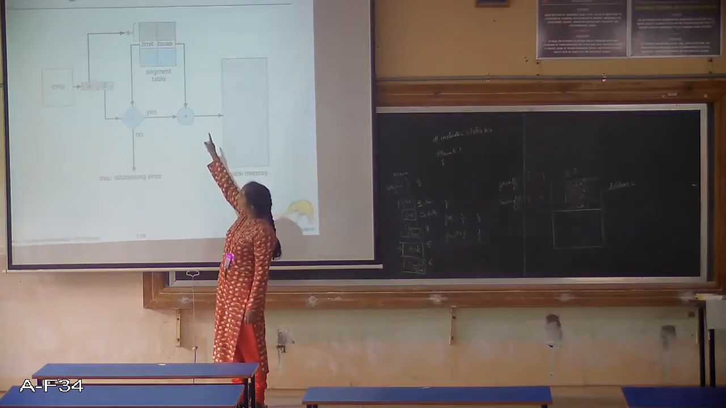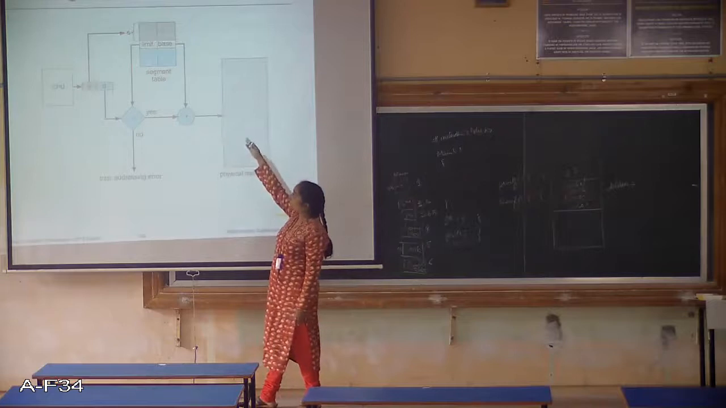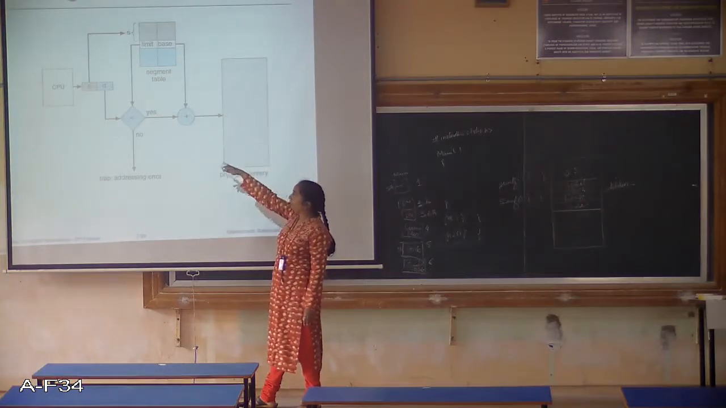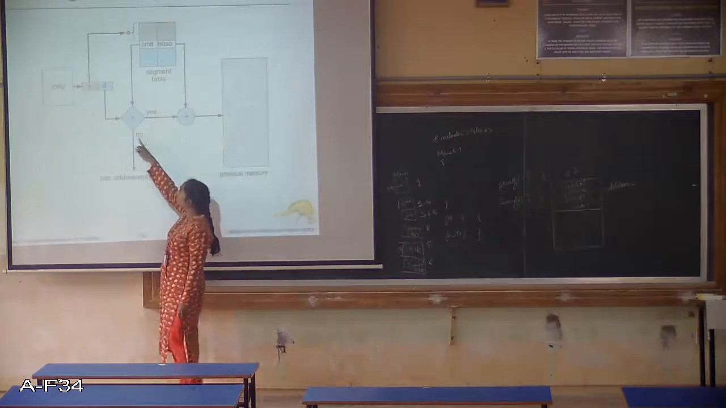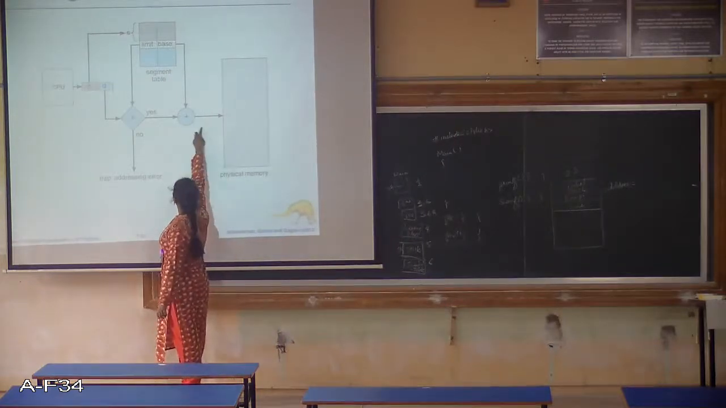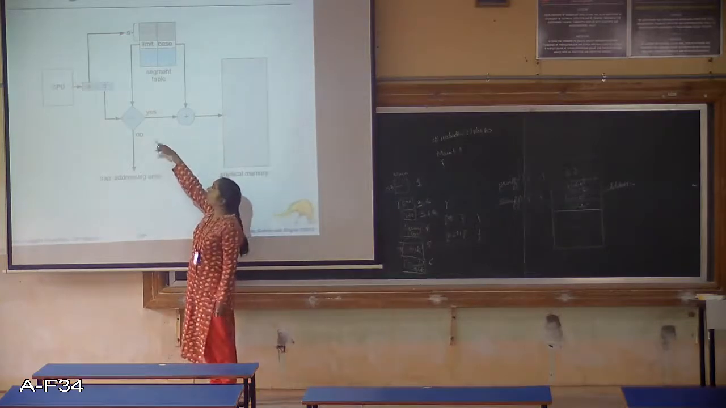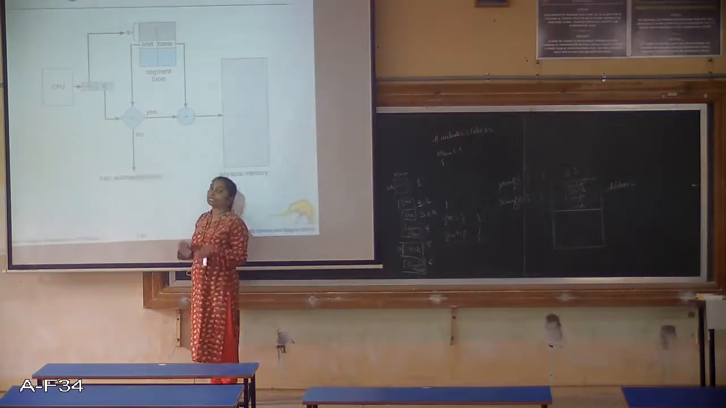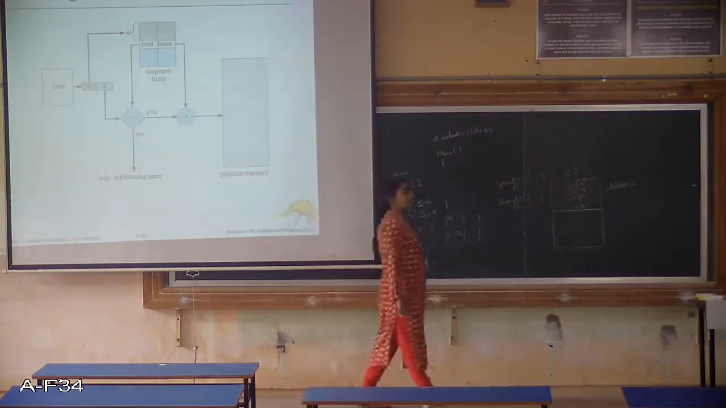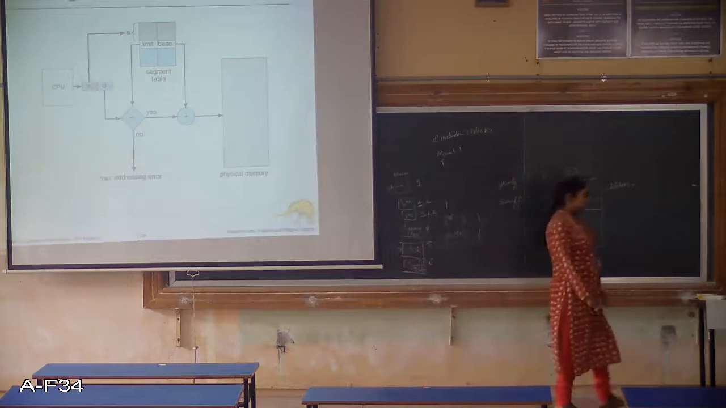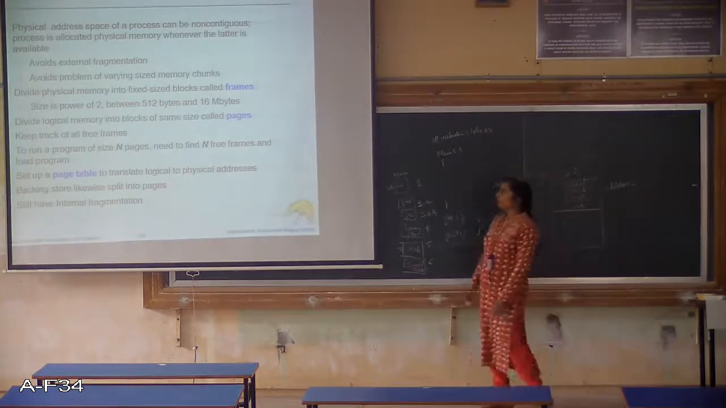That segment number is checked for what is the base at which that segment is stored, and the offset is checked whether it is less than the limit register. If it is less than the limit register, then we add the base register and access that memory location. If the offset is more than the limit register, it means that you are trying to access the memory location of some other segment or other process, and hence a trap will be generated.